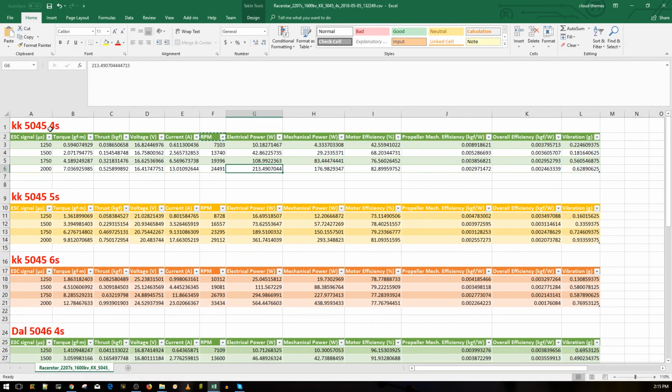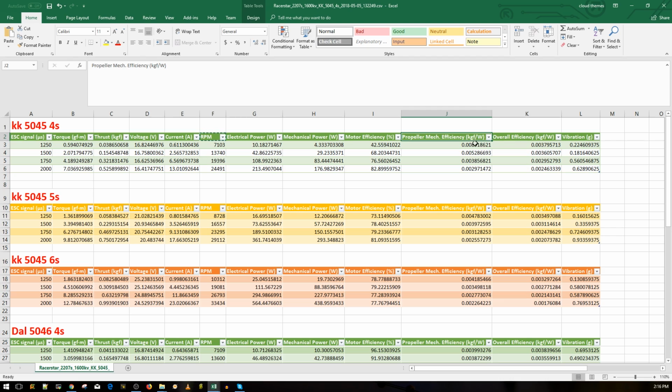All right, let's start with the King Kong 5045 tri-blades on a 4S. As you can tell here, we only generated 525 grams of thrust at around 13 amps, which is, I guess, good. I don't know, we just have to see. The motor efficiency is 82% here.